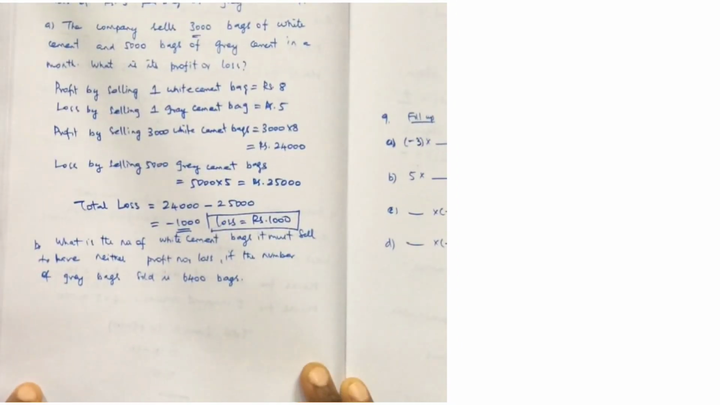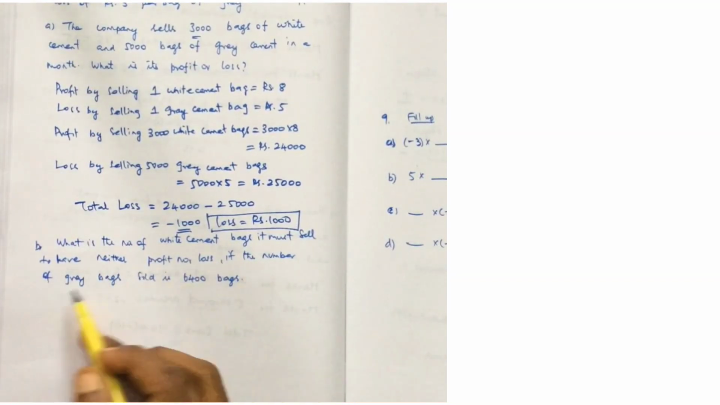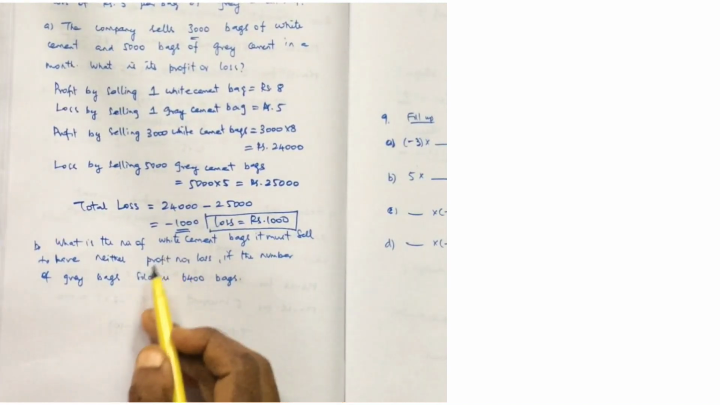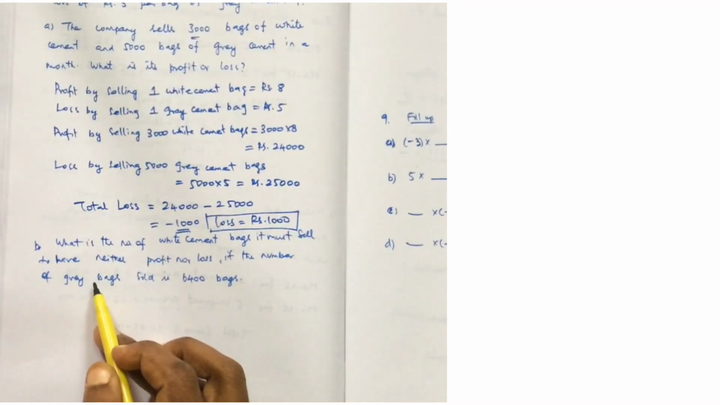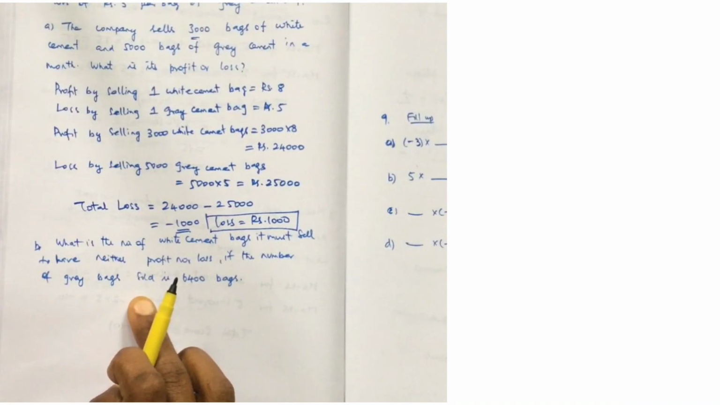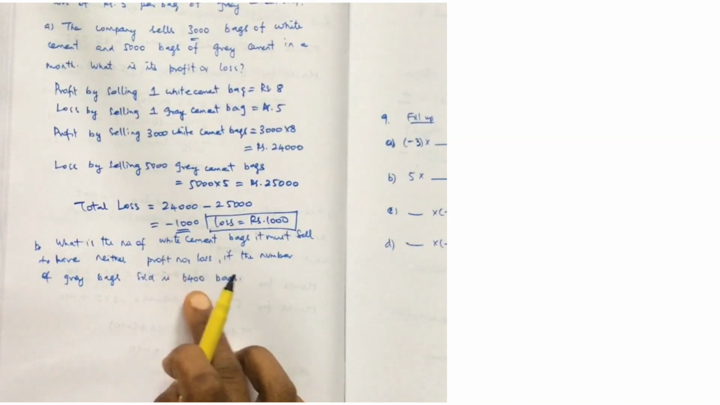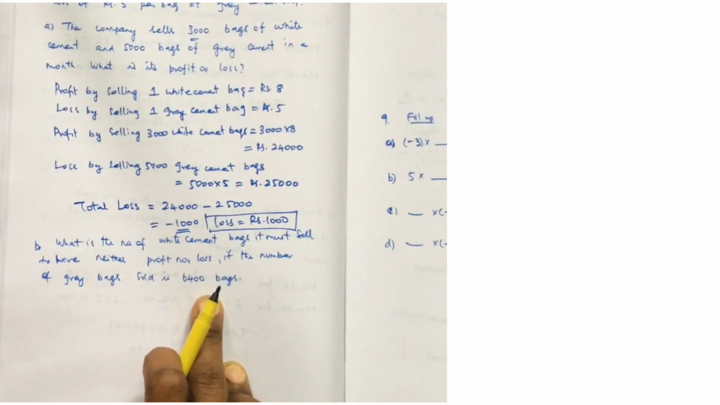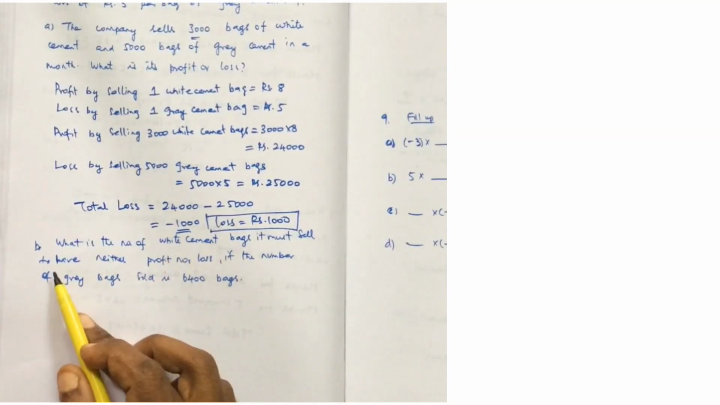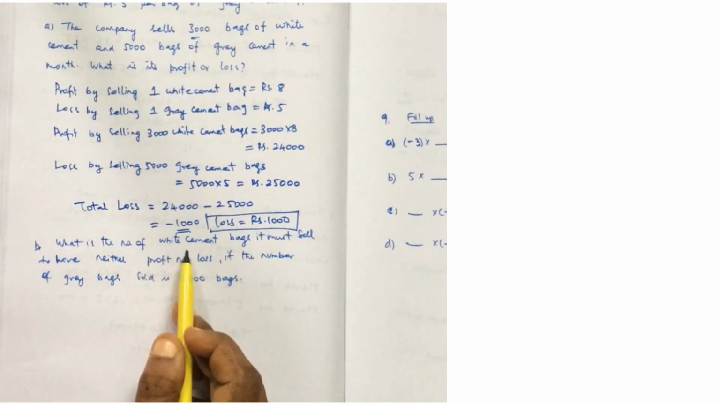Here it is. What is the number of white cement bags it must sell to have neither profit nor loss if the number of grey bags sold is 6,400 bags? What it means is, now they are selling 6,400 grey bags. For each bag there will be a loss of rupees 5. Then the question asked is, what is the number of white cement bags it must sell to have neither profit nor loss? To compensate this loss, how many white cement bags do they have to sell?